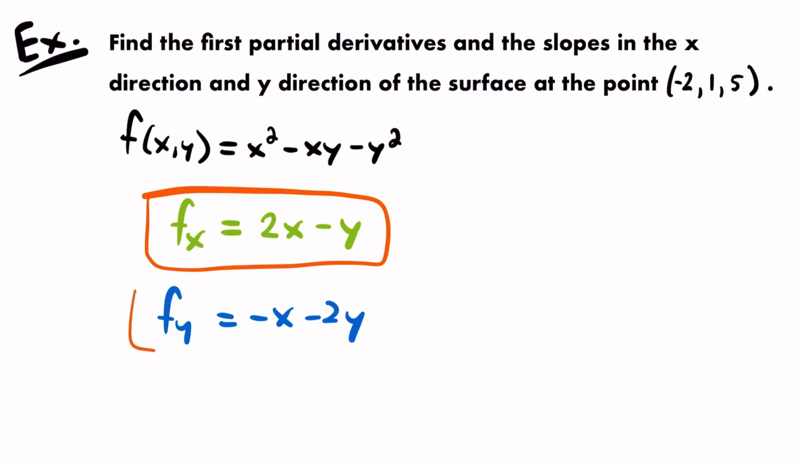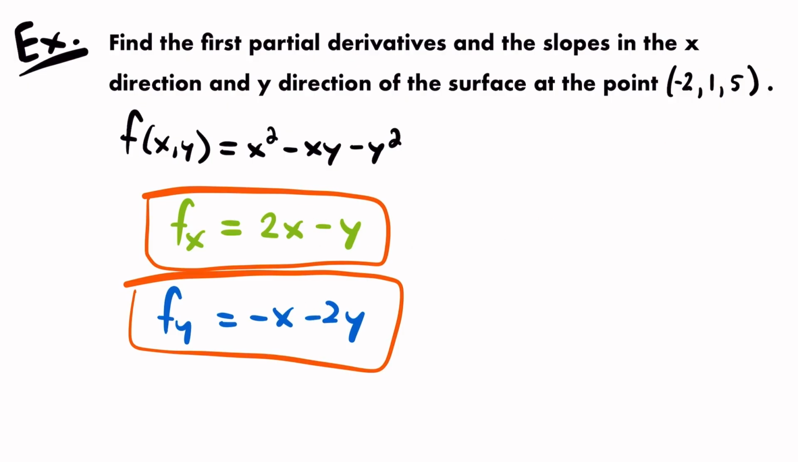Okay, so now we have the first partial derivatives. We have the partial with respect to x and with respect to y. Now we can use them to find the slopes in the x and y directions for this surface at this particular point, which we can do by plugging in the x and y coordinates of that point into these derivatives.